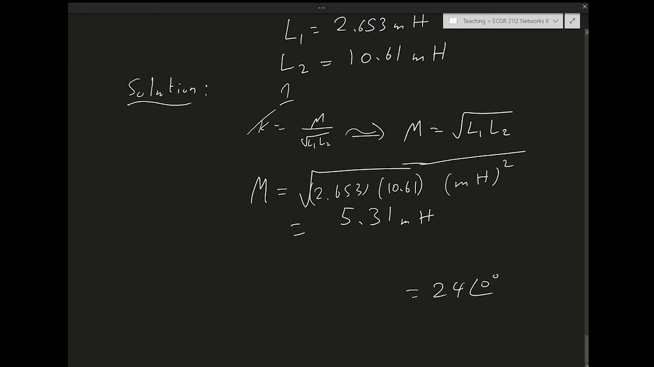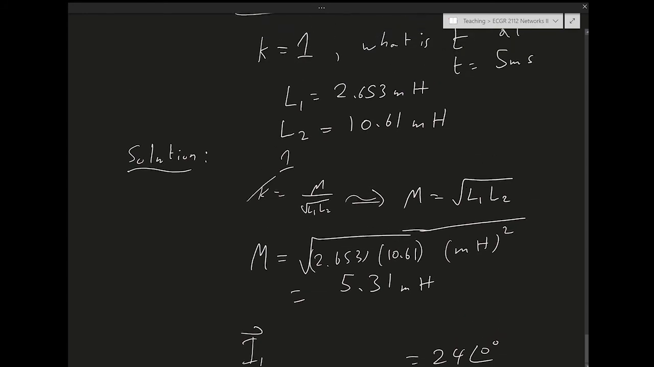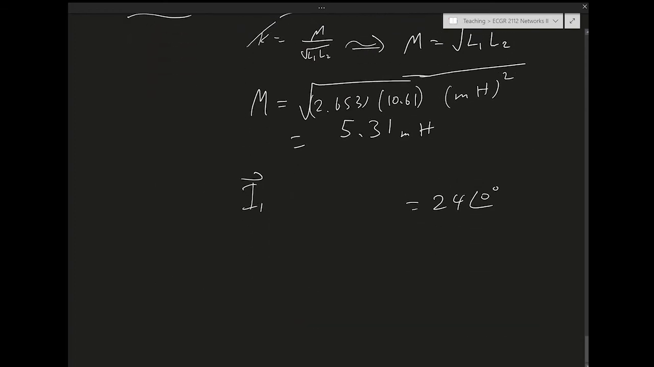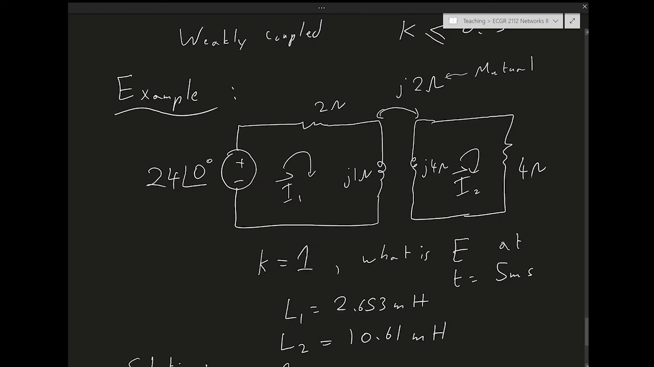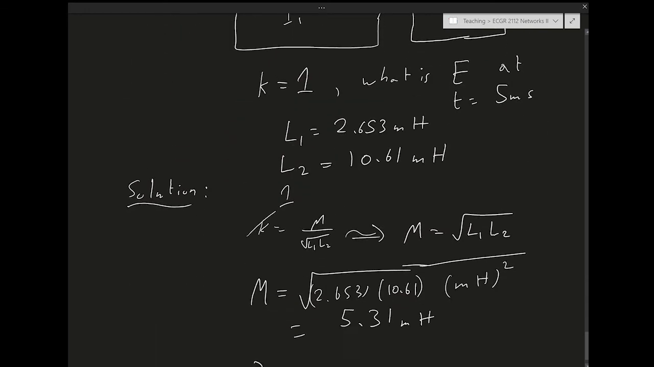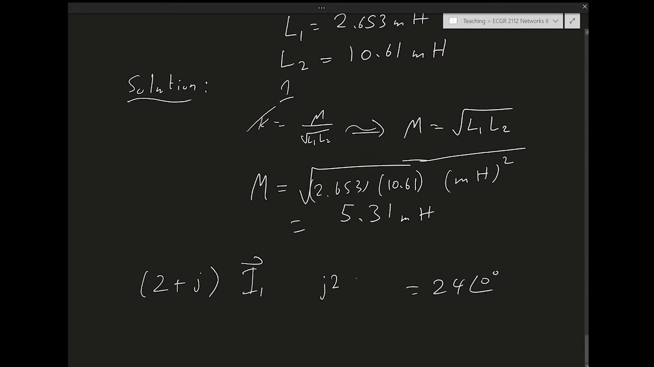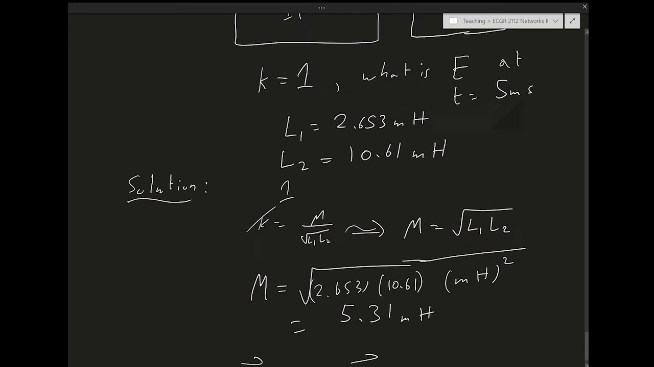And then I1 is going to be multiplied by the impedances in the loop, the self and the 2 ohm. So that's going to be 2 plus j. Right? But then there's a mutual term that depends on I2. So that mutual term is j2 times I2. Now the question of the sign.